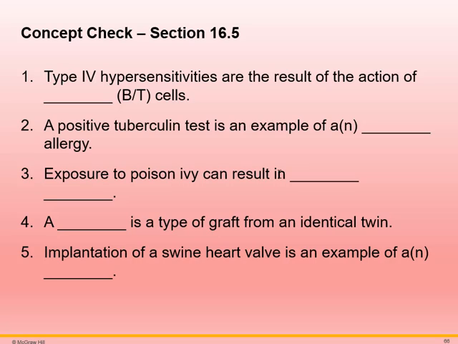A blank is a type of graft from an identical twin, so that would be an isograft. And question 5, implantation of a swine heart valve is an example of what kind of graft? So if you get a pig heart valve, that would be a xenograft. So that's the end of section 5.